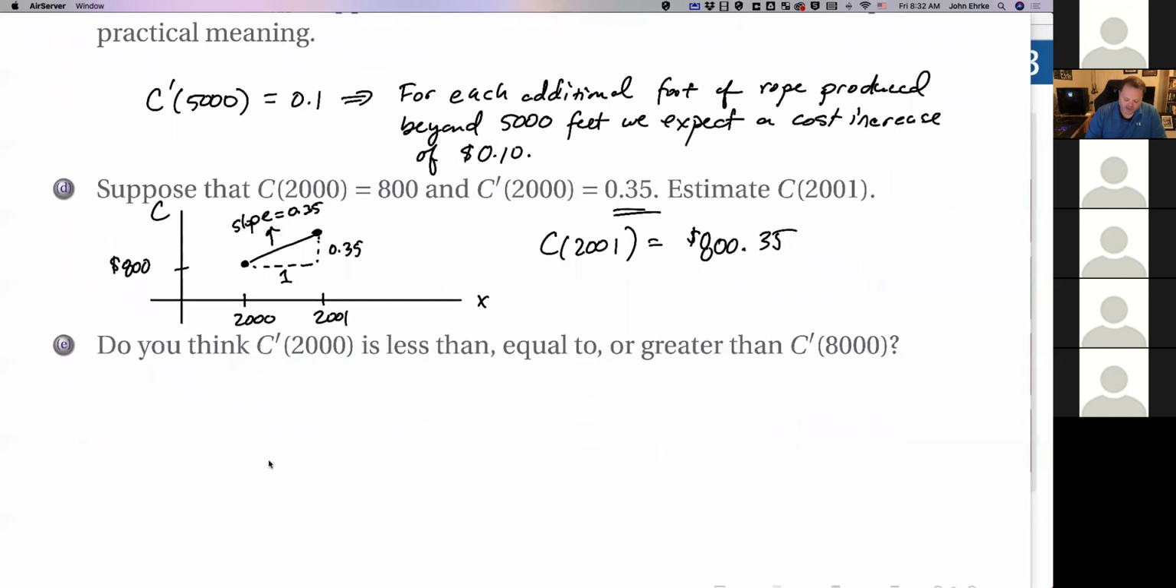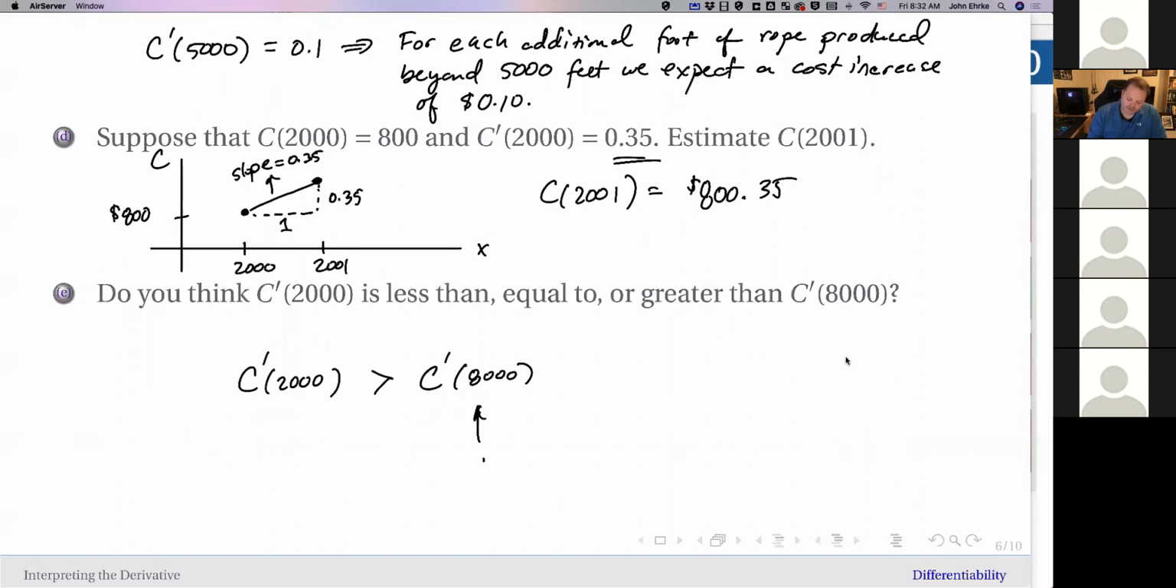So that brings me to the final question here. Do you think that C prime of 2000 is less than, equal to, or greater than C prime of 8000? Based off the logic that we've developed here, we would say that C prime of 2000 is greater than C prime of 8000. We're generally seeing that cost inflation decreases as production increases. It becomes cheaper to manufacture the higher your production is.